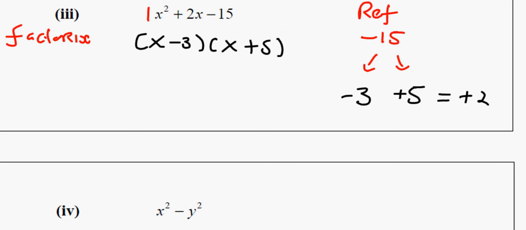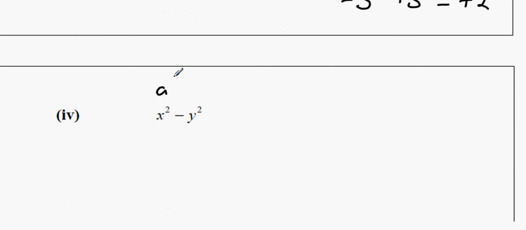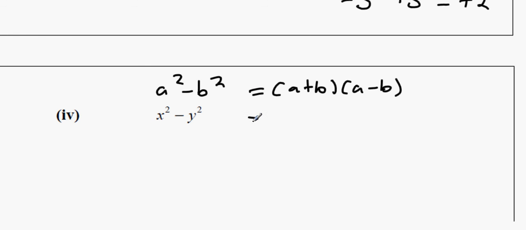Okay. Next one, this is just a learn off, because you know a squared minus b squared is a plus b, a minus b. You need to know that off by heart. So therefore x squared minus y squared is simply x plus y, x minus y.